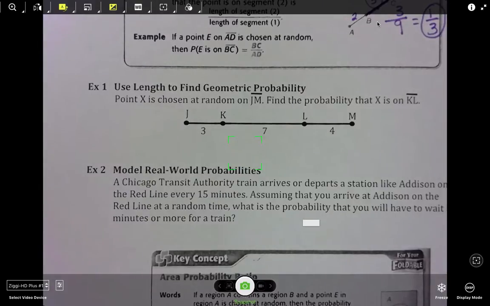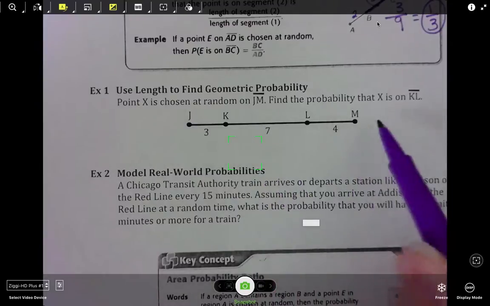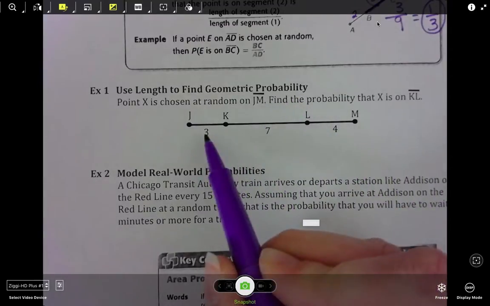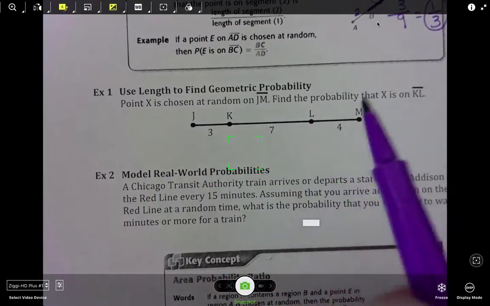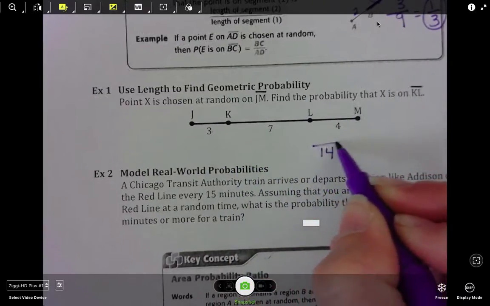So point X is chosen at random on JM. J is the starting point, M is the ending point, and that entire segment, let's just figure that out, is 3 plus 7 plus 4. 3 plus 7 plus 4 is 14, so it's 14 units long. That's going to be my bottom number.